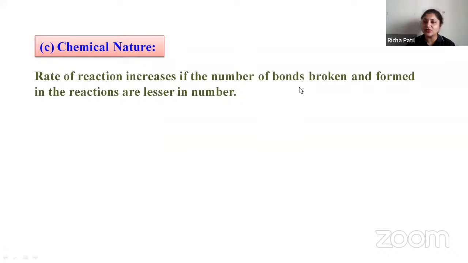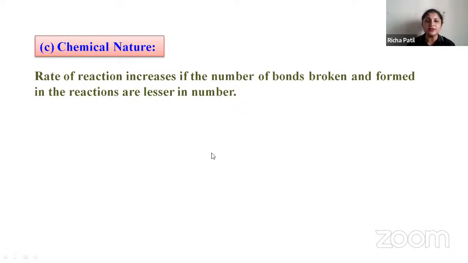Next is chemical nature. Nature of reactant also depends upon the chemical nature. The rate of reaction increases if the number of bonds broken and formed in the reactions are lesser in number. So if the number of bonds which are broken or formed in the reactions is less, then the rate of reaction increases.